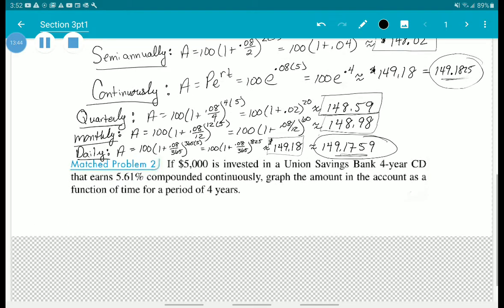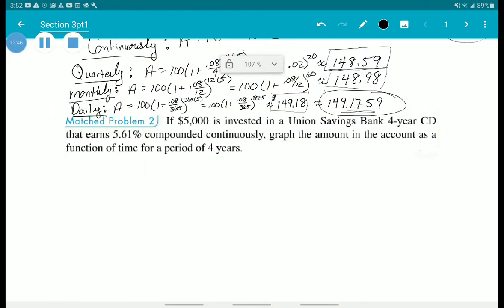So let's look at another problem. In problem 2, we have 5,000 that's invested.